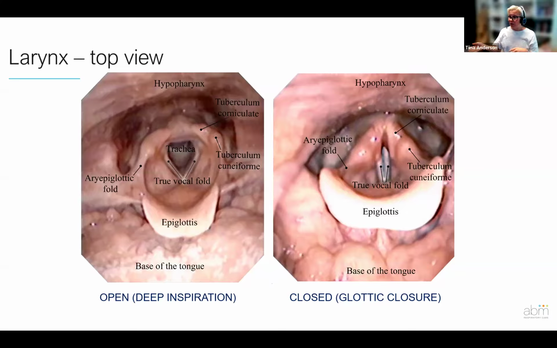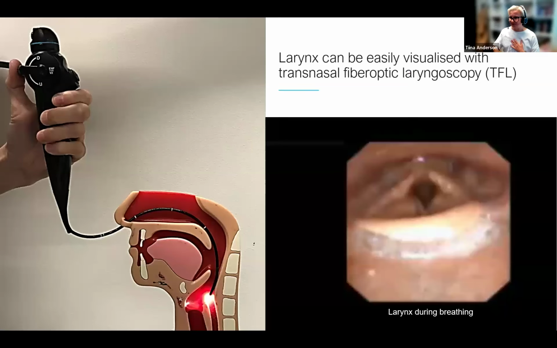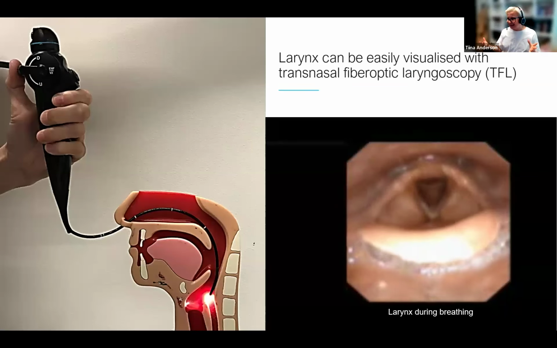In the scenario on the right, we have a closed larynx, which means that the vocal folds have adducted, they are together, and this closure is enforced by the aryepiglottic folds, which help the larynx keep tight. This is, for instance, the situation in a Valsalva maneuver when we are lifting something very heavy and holding our breath, or for instance in coughing before we open again.